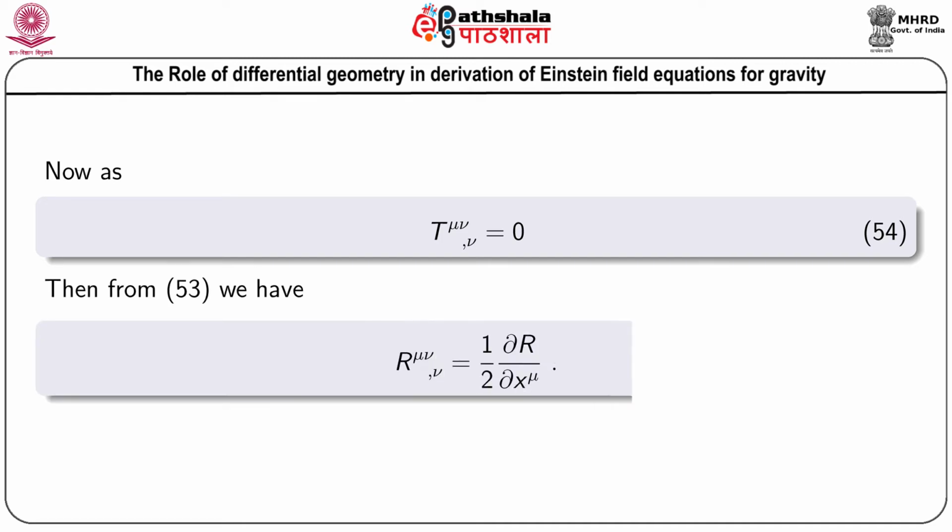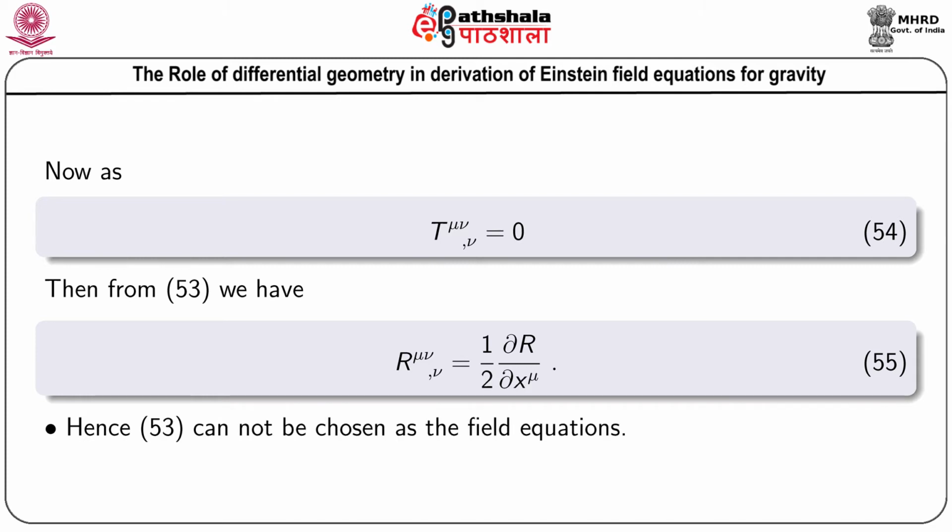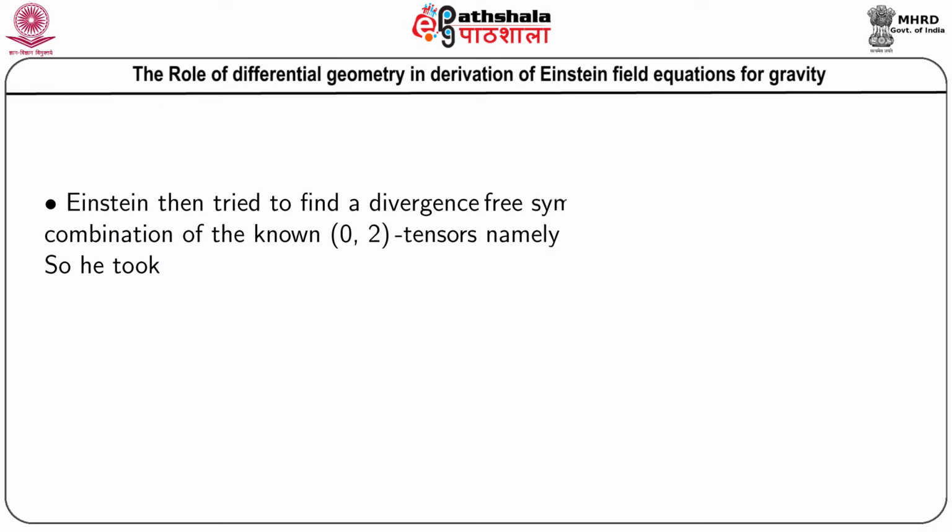Then from the previous equation we have R mu nu comma nu equals half del R by del x mu. Now, this one is just the partial derivative of the scalar curvature of the space. So, it cannot be chosen as the field equation. Therefore, Einstein tried to find a divergence free symmetric 0 to tensor as a linear combination of the known 0 to tensors, namely R mu nu and G mu nu. That means, the Ricci tensor and the fundamental metric tensor.